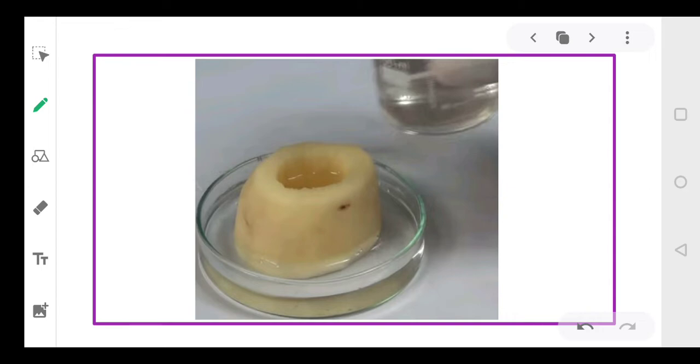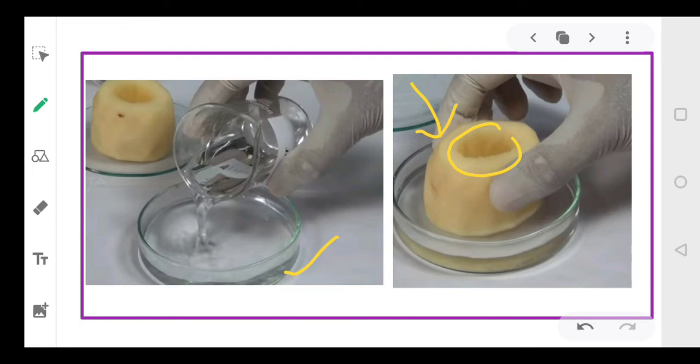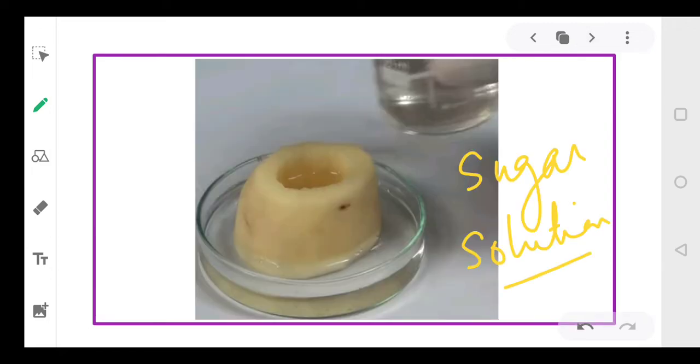Now we will add the sugar solution. Clear everyone? What have we done first? We have added water in the petri dish. Then we are putting the potato into the petri dish. Slowly and gradually it will get filled up with a little bit of water, right? Then we will add the sugar solution here in this cavity. We'll fill this cavity with sugar solution.